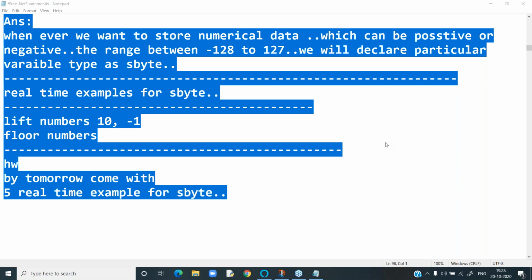Think, guys. Tomorrow you are attending an interview. Temperature is not numerical data, it's floating point data. Other than lift number, other than floor number, give me one example. At least 5. Speaker volume also no. Temperature, why are you telling temperature again? Temperature is a fractional value, floating, 35.6.